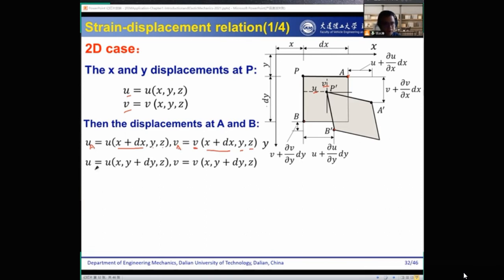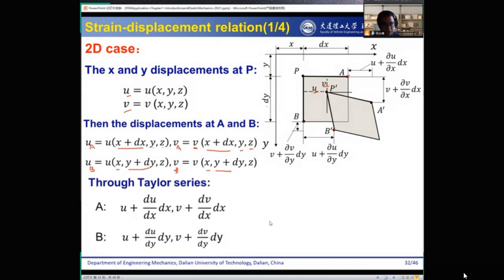And then similarly we get the displacement for B. For B, the x coordinate is x, and the y coordinate is y plus dy. So we put those into the function. We put the coordinate of B into the function, then we work out the x direction displacement and y direction displacement for point B.